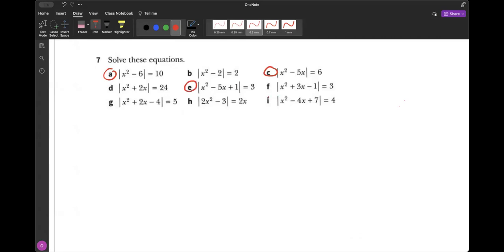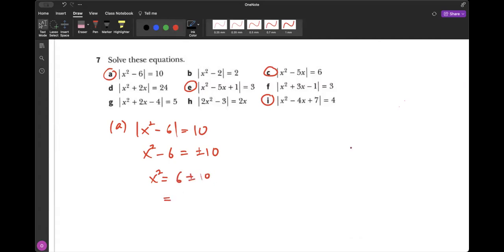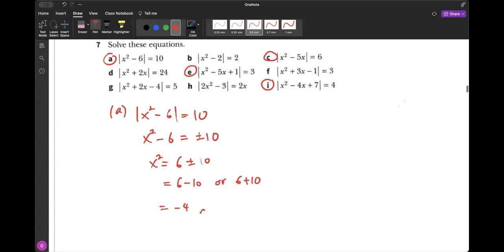Let's do 4 questions. Okay, number 1. When you remove the modulus, there is a plus minus 10. When you remove the modulus, you have to write plus minus. So s squared will be, this one bring to the other side, 6 plus minus 10. First value will be 6 minus 10. Second value will be 6 plus 10. Minus 4 or 16.